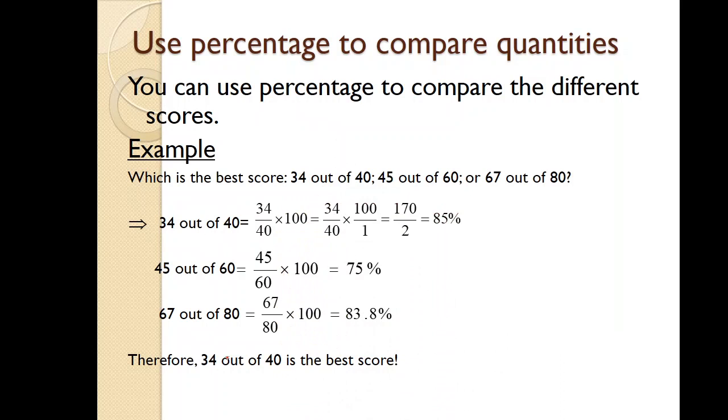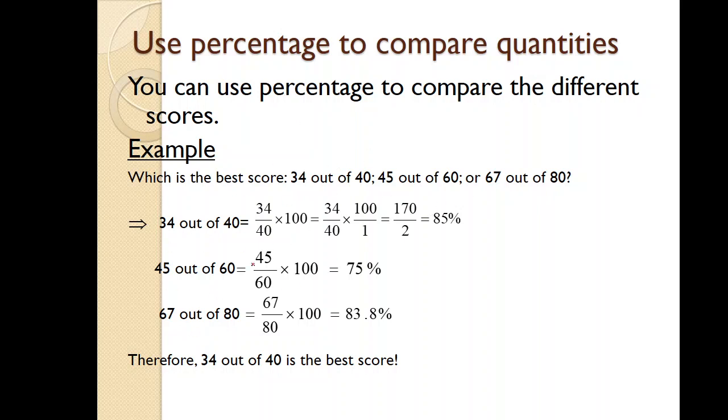Now let's look at using percentage to compare quantities. You can use percentage to compare different scores. For example, maybe you wrote your tests. Out of different marks, you want to see which one is the best. Now let's say, which is the best score? These are your tests. The first one you got 34 out of 40. Second, 45 out of 60. The last one, 67 out of 80. Now we want to see which one is the best.